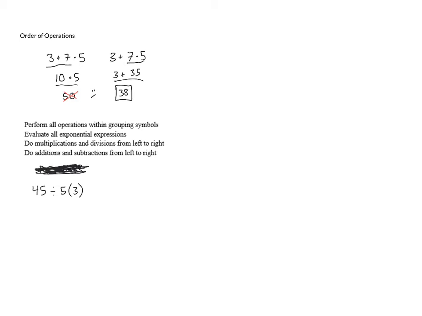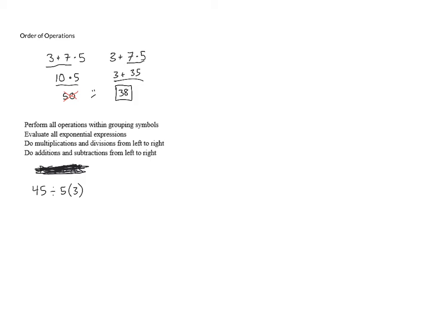Let me explain why. The rule says that we need to perform all operations within grouping symbols. So we're looking for an addition, a subtraction, or a multiplication or division that happens inside of a grouping symbol. But here, all we have inside these parentheses is a number. We don't have a multiplication inside or an addition inside. In this case, these parentheses are just a way to denote multiplication. So this multiplication actually happens in the third step with multiplications and divisions.